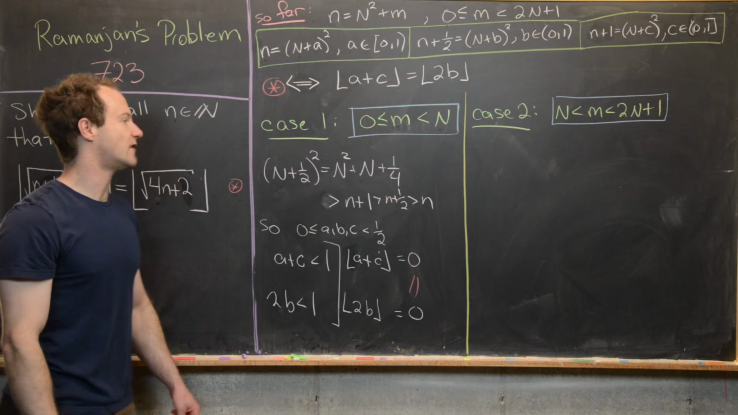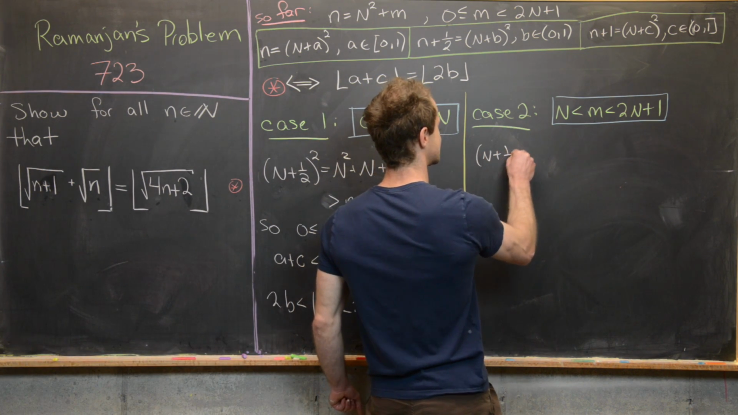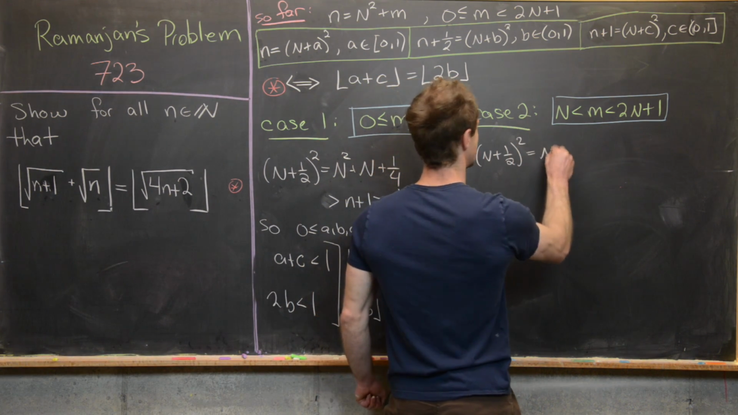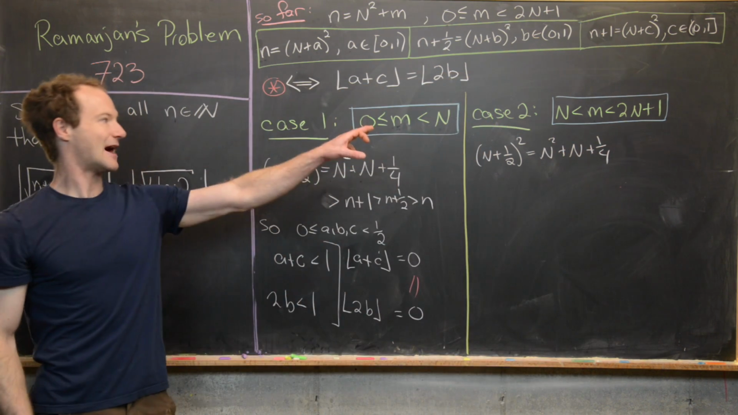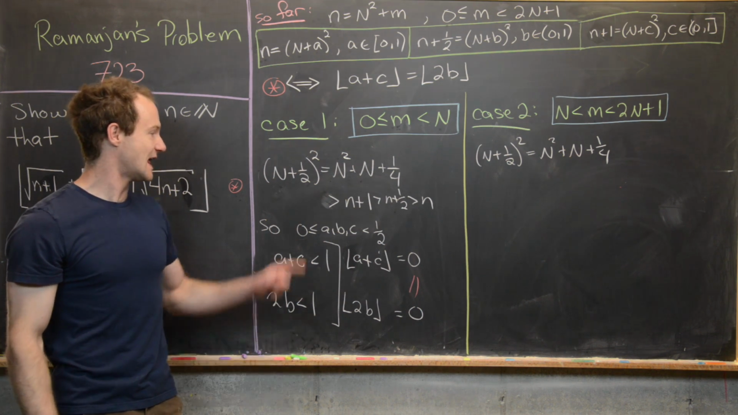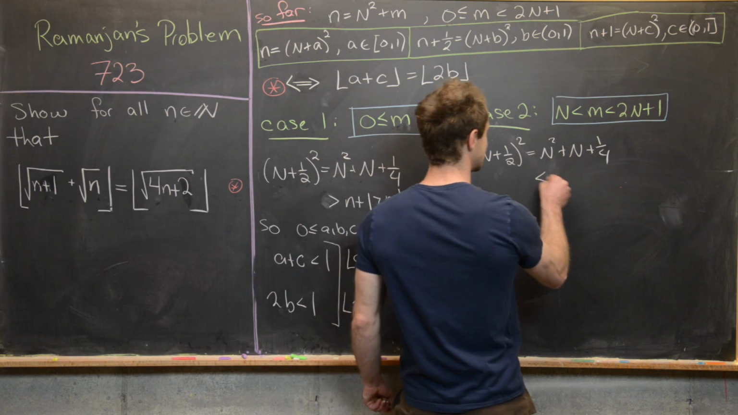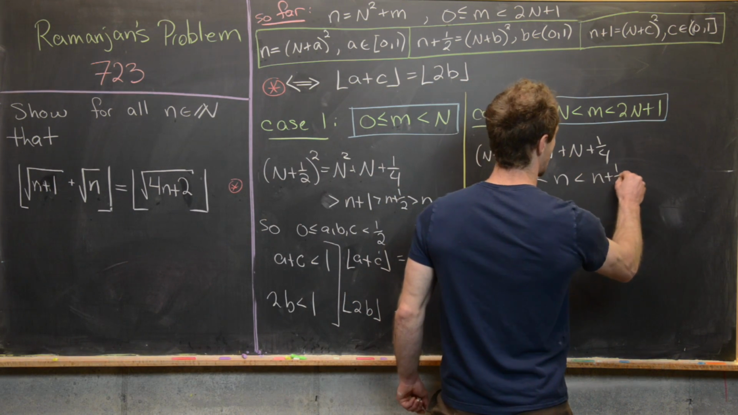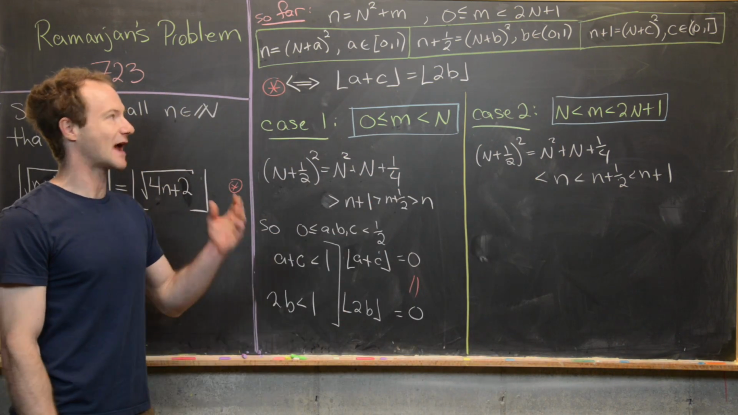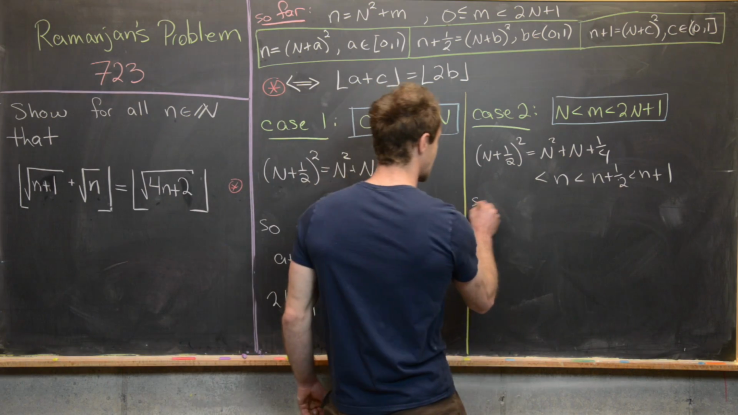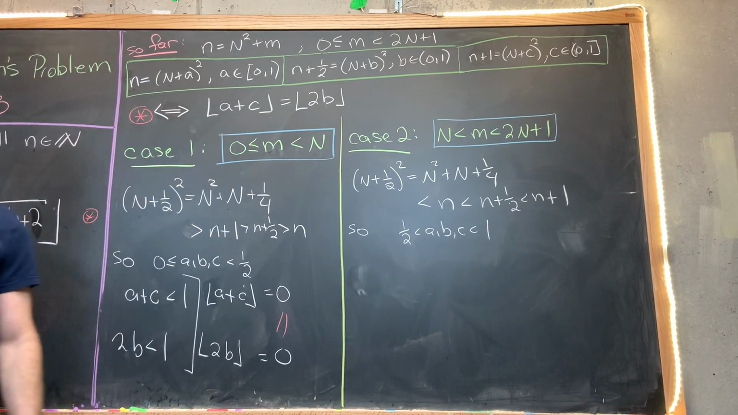Okay, so now let's move on to the second case. So we're still going to use this. So we have n plus half quantity squared. So that's going to be equal to n squared plus n plus 1/4. But now if m is strictly bigger than N, then we have this inequality happening in the opposite direction. In other words, this is less than n, which is less than n plus half, which is less than n plus 1. But now this inequality tells us where a, b, and c are, and in this case, we know that a, b, and c are between 1/2 and 1.